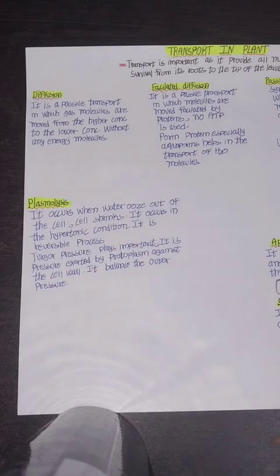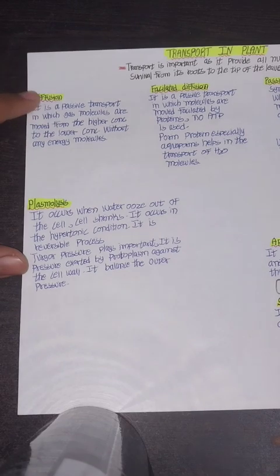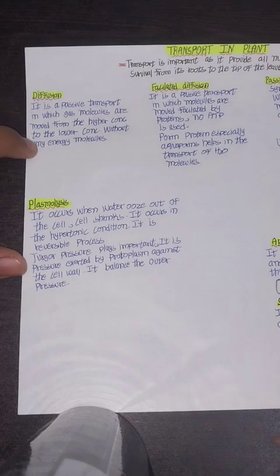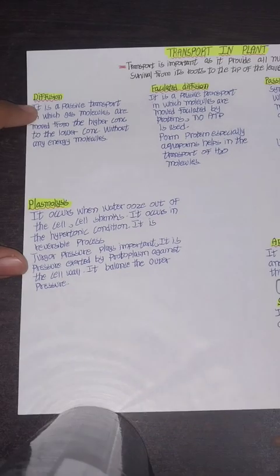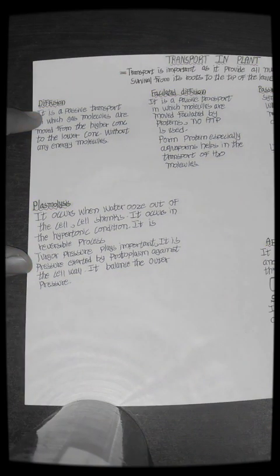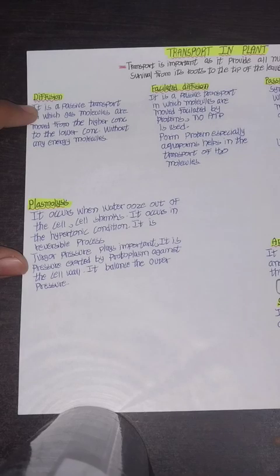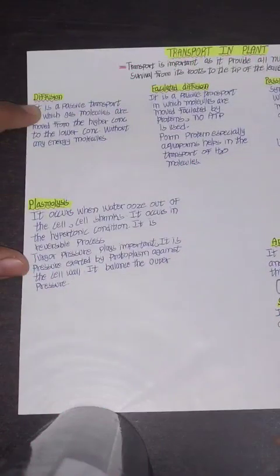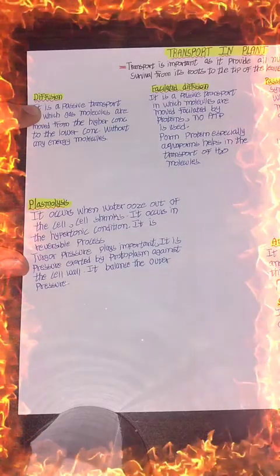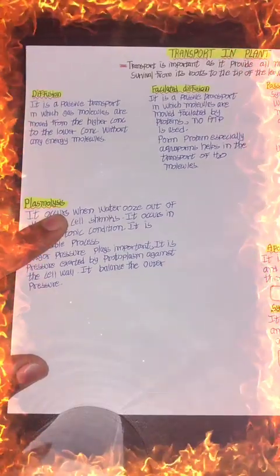Now let's discuss our first process, which is diffusion. Diffusion is a passive transport in which molecules move from a higher concentration to a lower concentration without any energy molecules. As the definition suggests, it is passive transport, so no energy molecules like ATP or NADP are required. Mainly gas molecules diffuse, and sometimes liquids, but diffusion of solids doesn't take place.